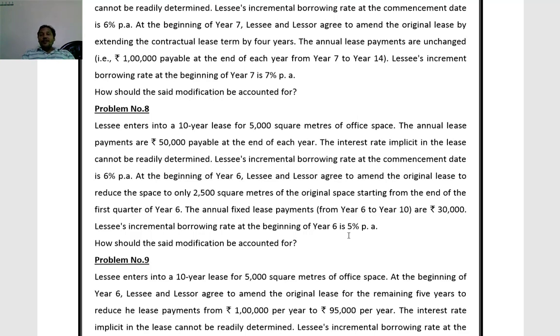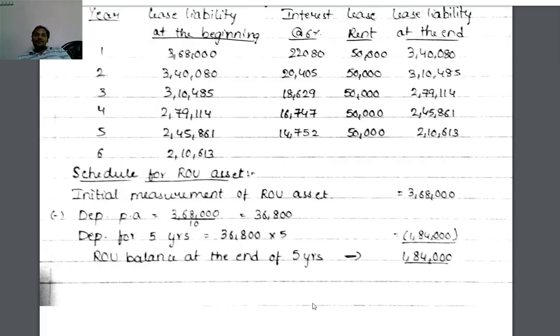So this is a decrease in scope. First, we have to find out what is the decrease in scope as a percentage. Proportionately, we have to decrease lease liability and ROU asset. Then, by comparing both those elements, the net change should be adjusted to the P&L account. Then, the revised liability we have to calculate based on revised lease rent and revised discounting rate. First step, we will calculate the decrease in scope as a percentage. Solution part.